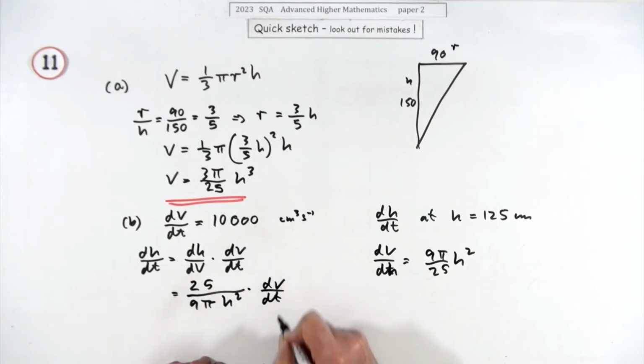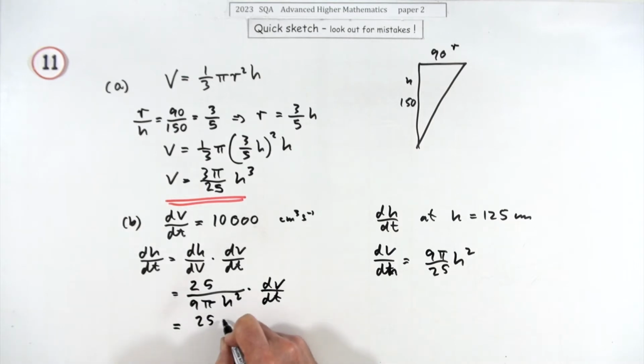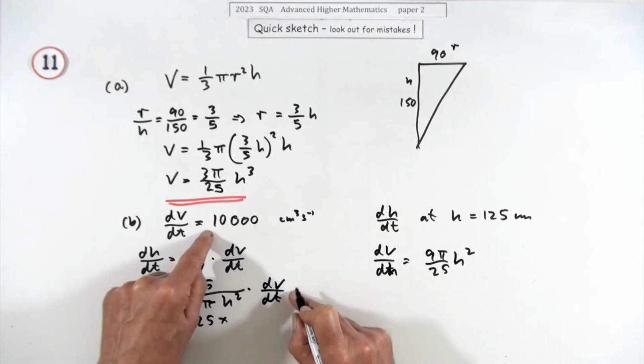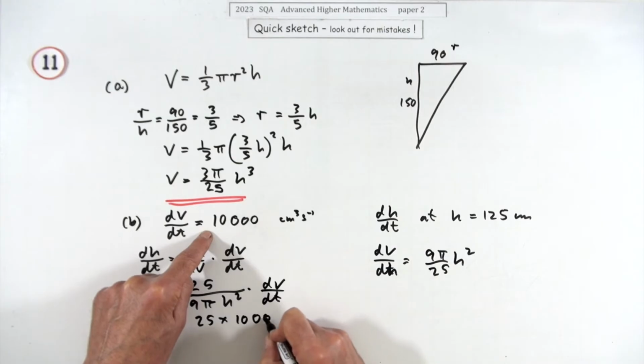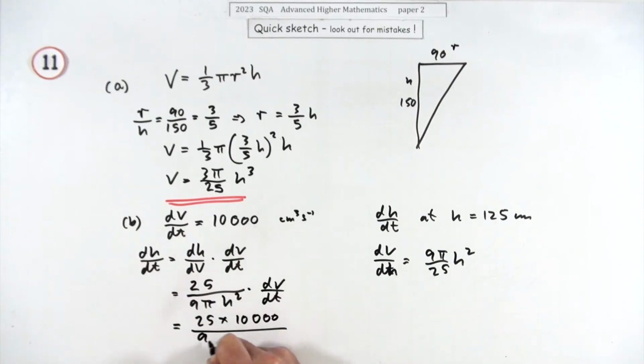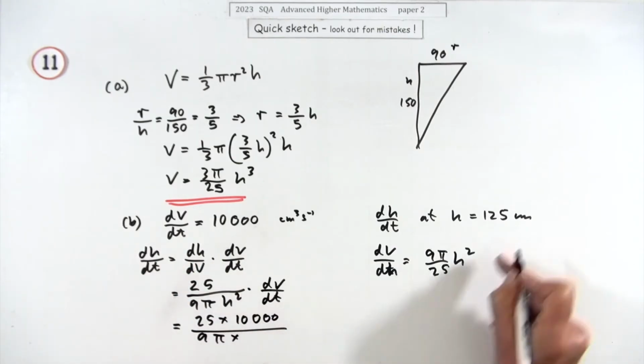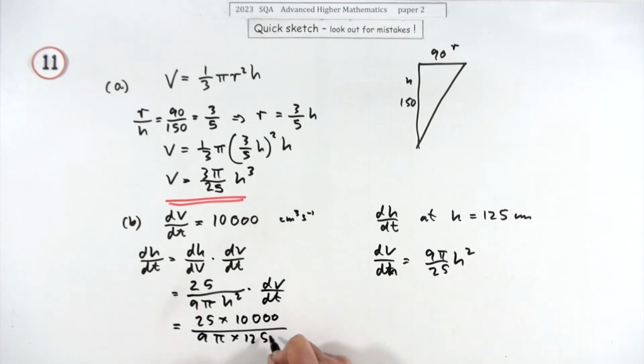I should have left myself more room here, but I'm just going to put in the numbers now anyway. So what have I got? I've got 25 times, now what was dV by dt? 10,000, over 9 pi times 125 squared. And those units are all fine, aren't they? Because that's centimetres cubed per second, that's centimetres squared, so the final answer will be just centimetres per second.